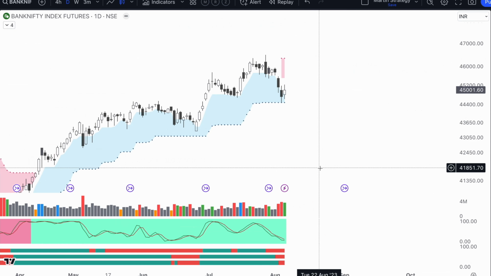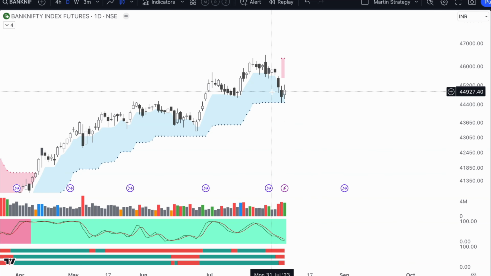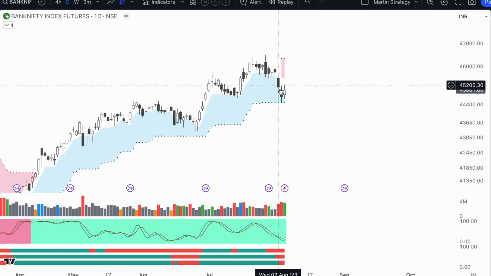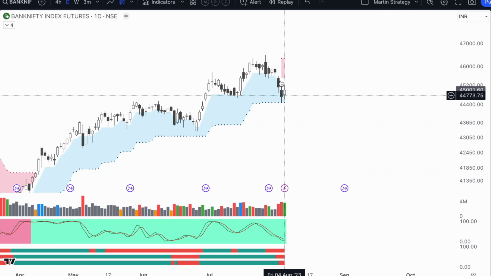Welcome to yet another episode of Martin's strategy. Today we will see how the strategy performed on BankNifty in the last week. So we will backtest just 5 days. We had tremendous trendy moves this week, so we will see how the strategy performed on these days.